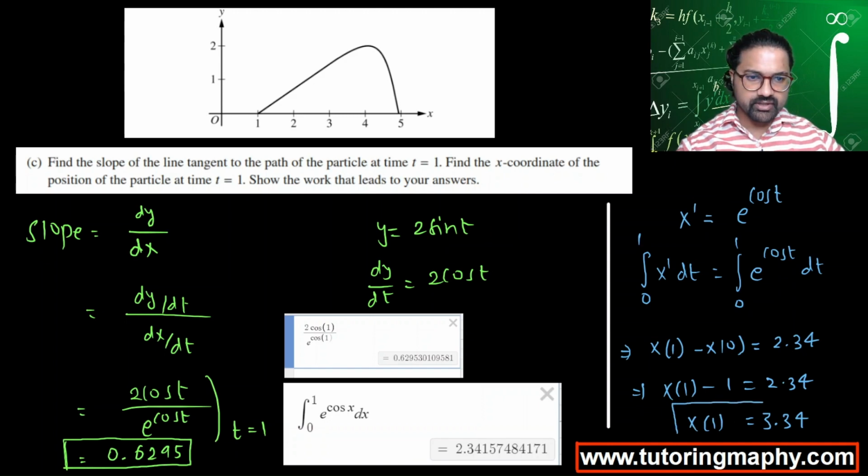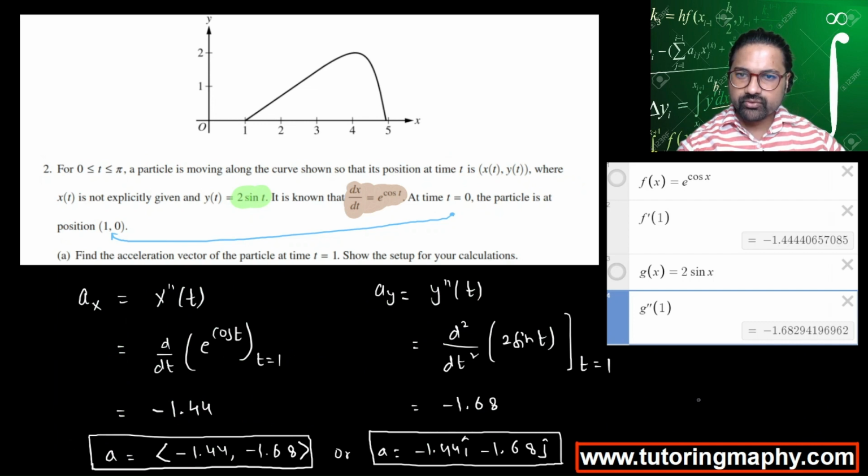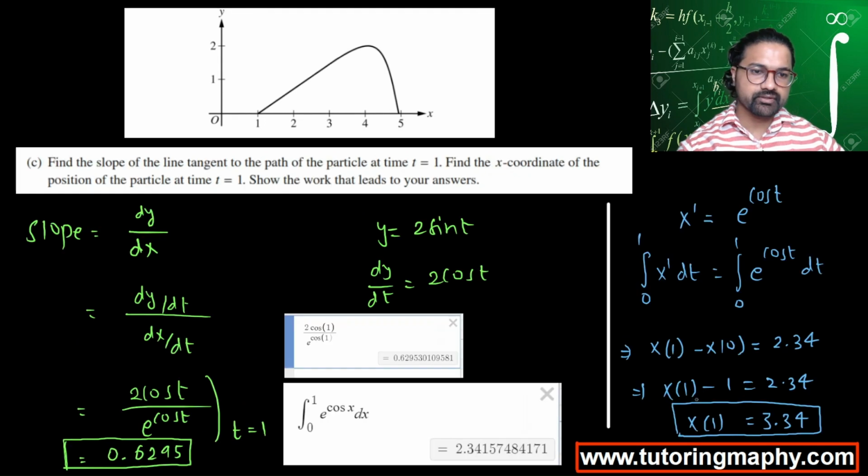Do they need units? I don't think so, but if they have given the units anywhere, we can. I don't see units anywhere, no miles, no meters. Nope, no units are given. So x of 1 is 3.34. We're going to leave it like this. That's the final answer for both the subparts given in part C.